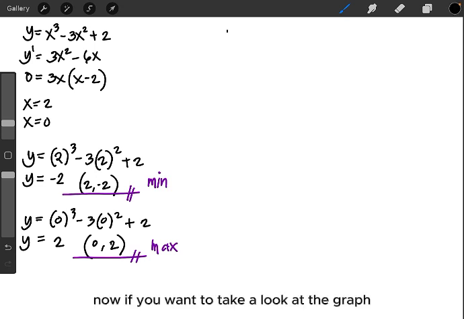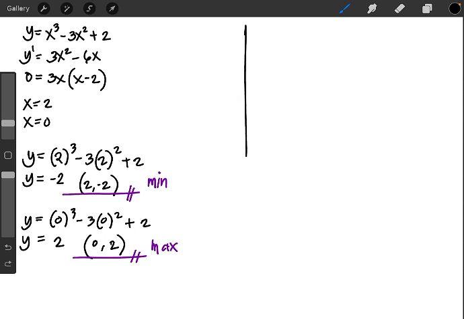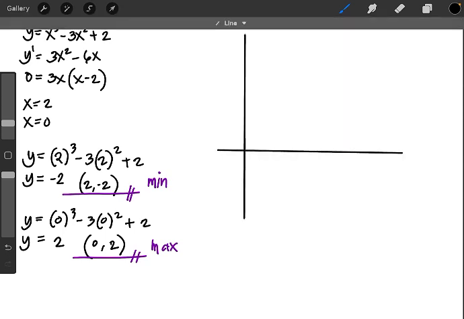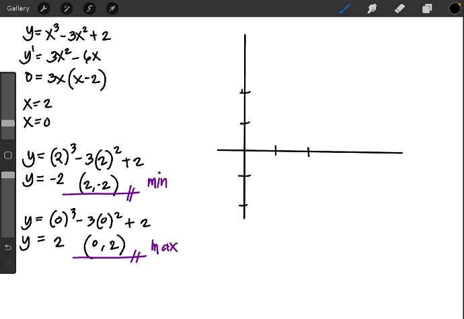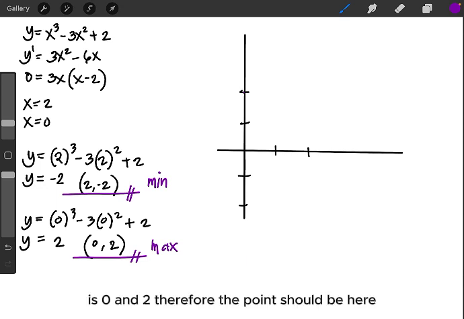Now, if you want to take a look, the graph will look like this. Our maximum critical point is (0, 2). Therefore, the point should be here. Our second critical point is positive 2 and negative 2. Therefore, the point should lie here.